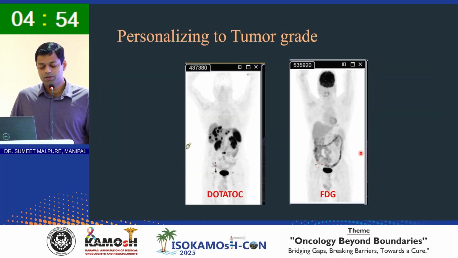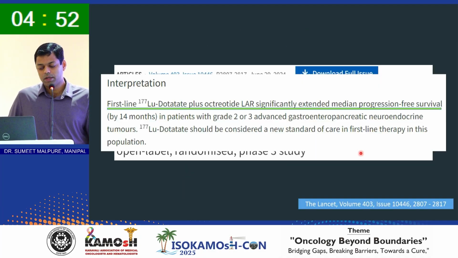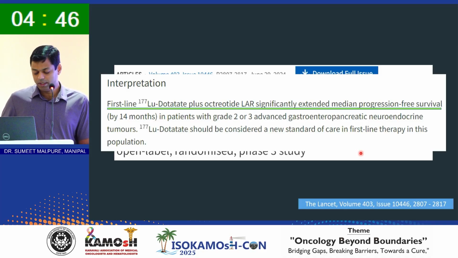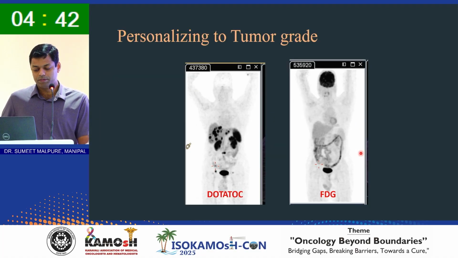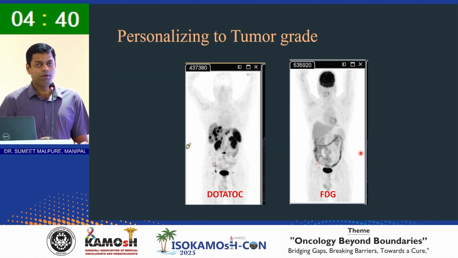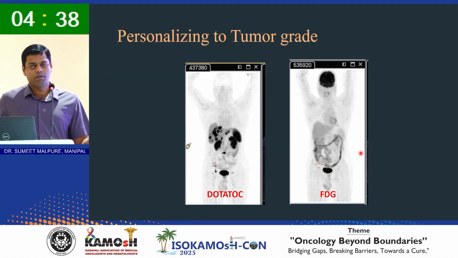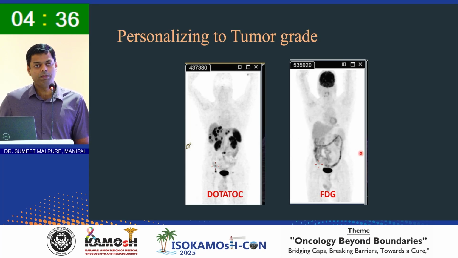This trial showed that lutetium dotatate should be considered as the first line of treatment and the new standard of care in this population, that is, well-differentiated high-grade tumors also. Now, how did we come to this? This is more of clinical data, which I will be presenting.